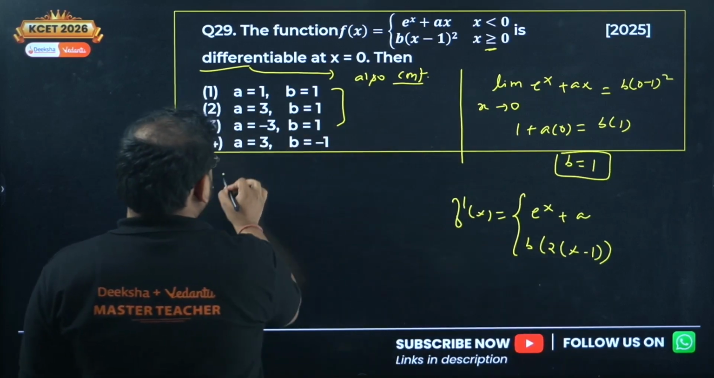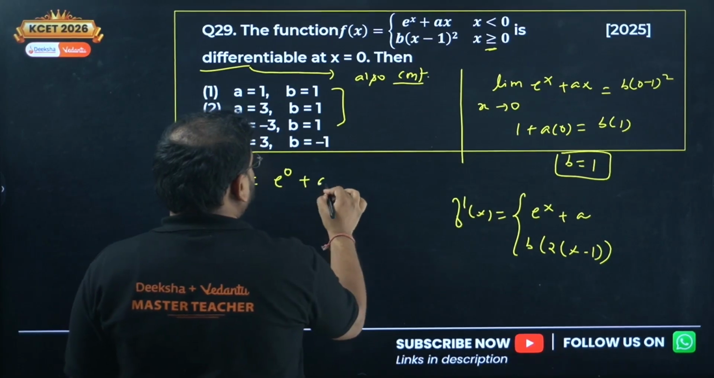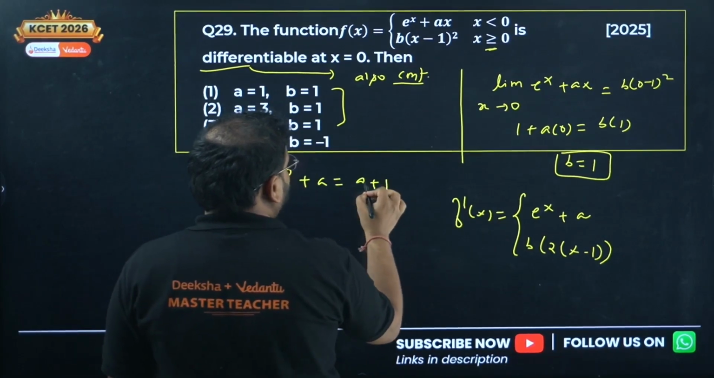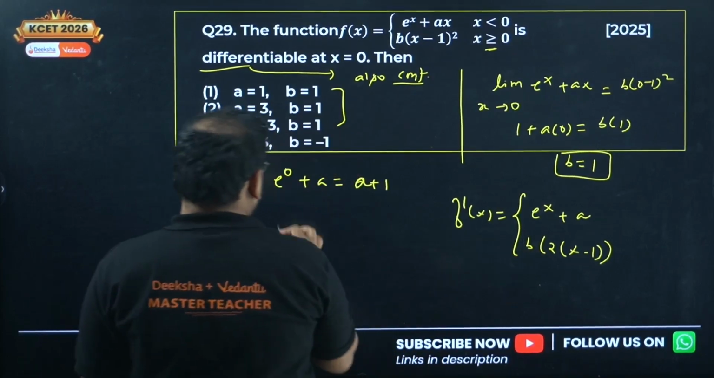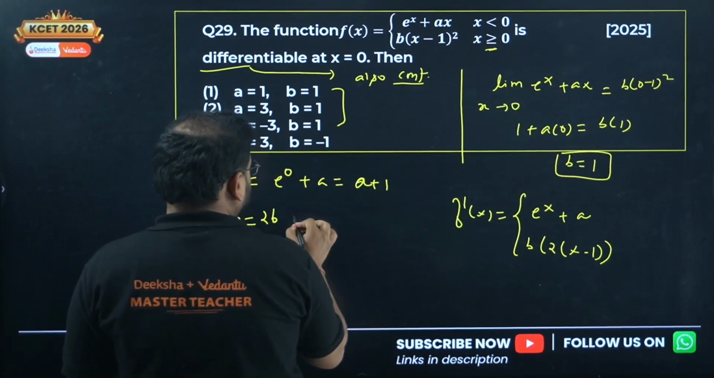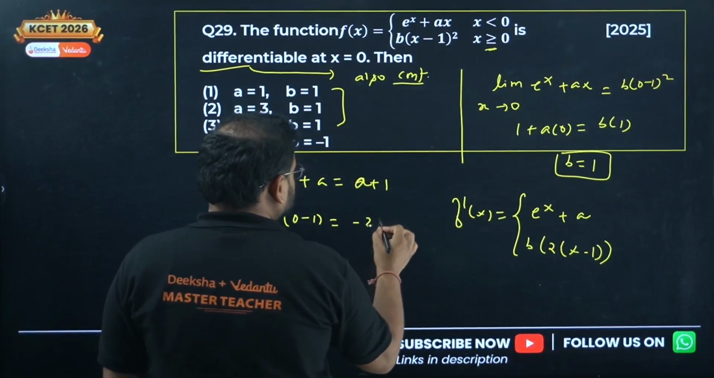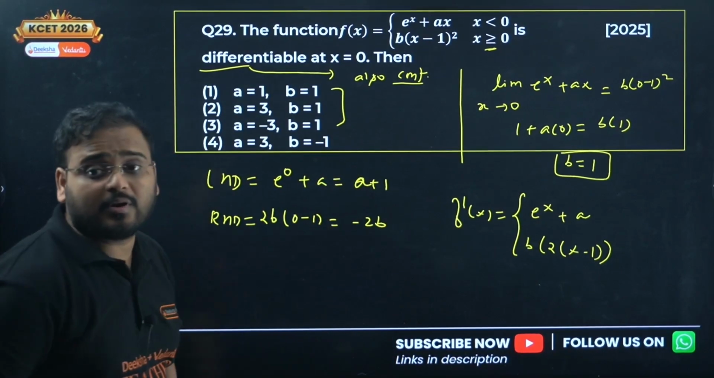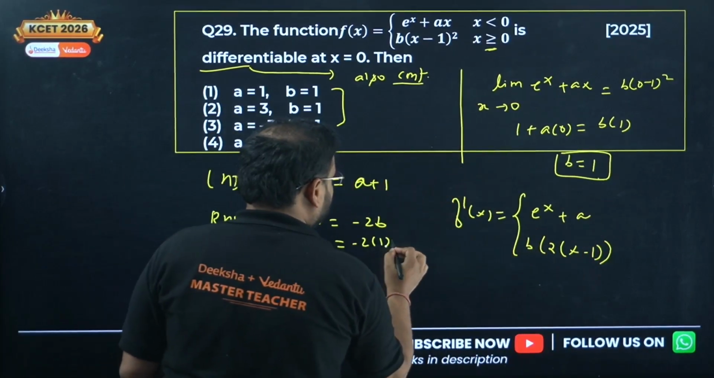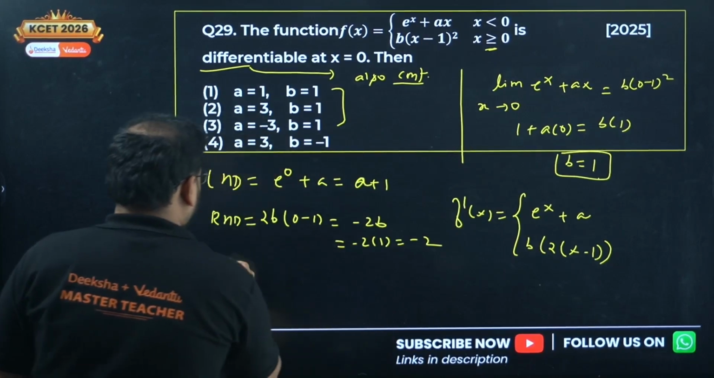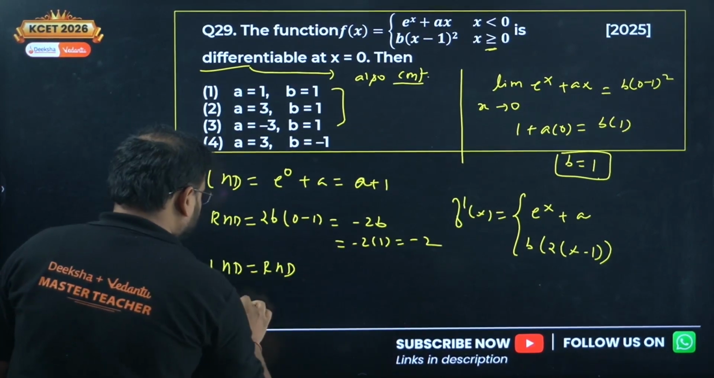So you have LHD as, check this out, e^0 plus a. So you get a + 1. Take RHD now. From here, 2b into (0 − 1), I get −2b. They should be equal, right? What is the value of b now? 1. So right here, −2 into 1, which is −2. They should be equal because they are given differentiable. So LHD equals RHD. You get here a + 1 = −2.